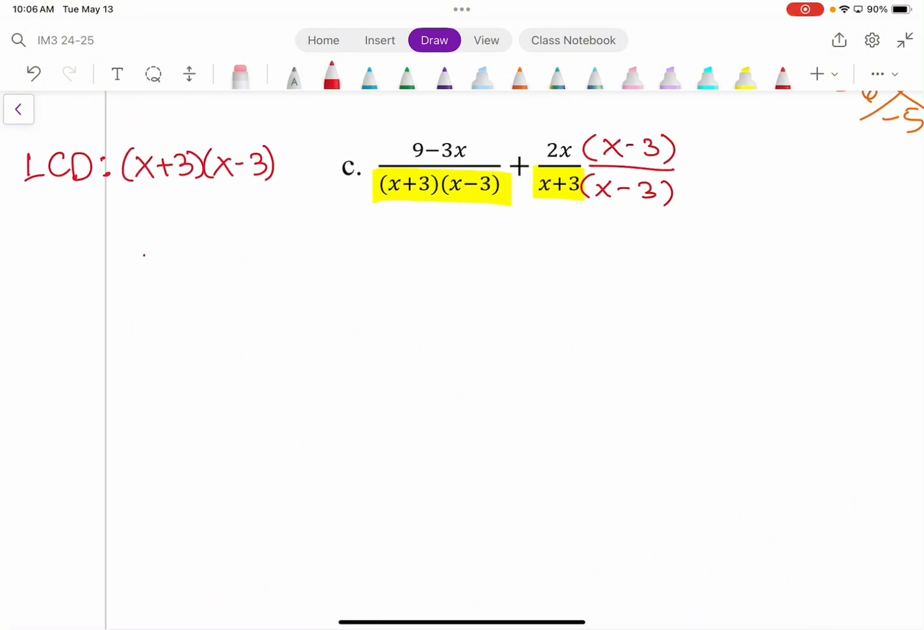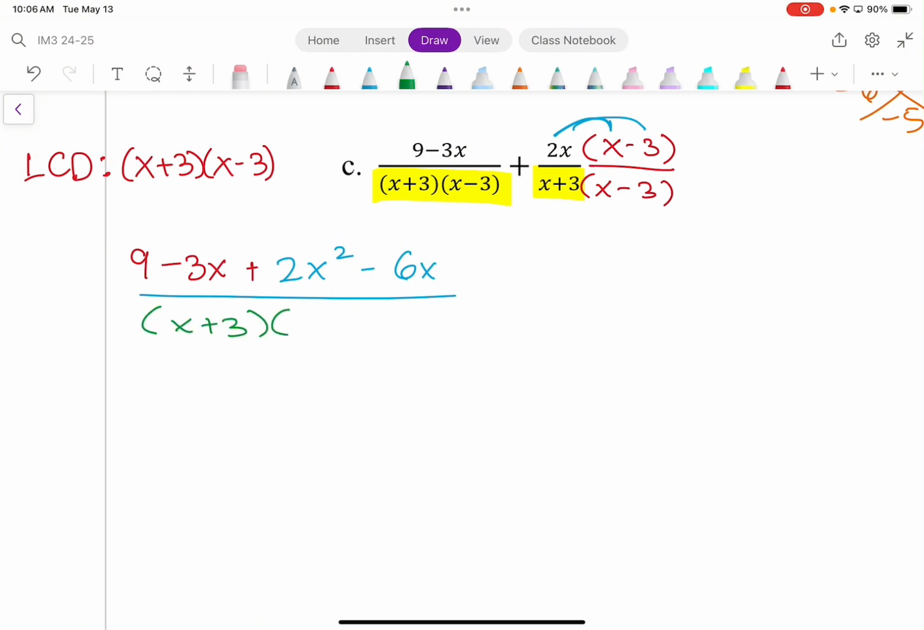So that'll give us 9 minus 3x plus, we need to distribute the 2x to x and minus 3. So that'll give us 2x squared minus 6x, all of that over x plus 3, x minus 3. Okay.